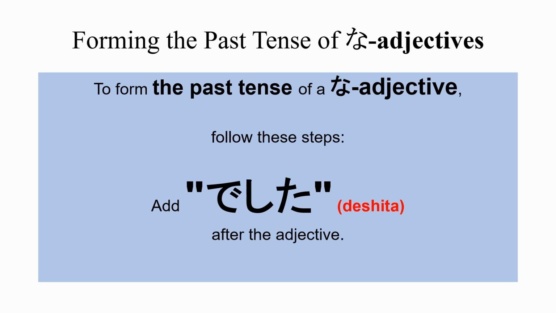So far, we've practiced the past tense of I-adjectives. Next, let's learn how to make the past tense of na-adjectives. Unlike i-adjectives, na-adjectives do not take katta. Instead, you simply add deshita to form the past tense of na-adjectives. Follow these steps. Just add deshita after the adjective.